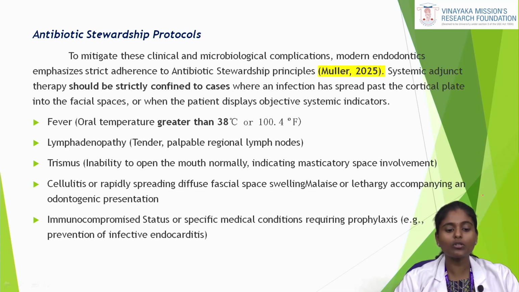Systemic adjunct therapy should be strictly confined to cases where the infection has spread past the cortical plate or into the facial spaces, or where the patient displays systemic objective indicators such as fever, that is, oral temperature greater than 38 degrees Celsius or 100.4 degrees Fahrenheit; lymphadenopathy, tender palpable lymph nodes; trismus, inability to open the mouth normally, indicating masticatory space involvement; cellulitis or rapidly spreading diffuse facial space swelling; malaise or lethargy accompanying an odontogenic presentation; immunocompromised status or specific medical conditions requiring prophylaxis.